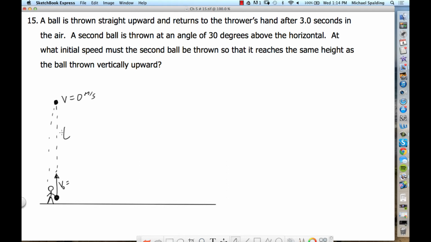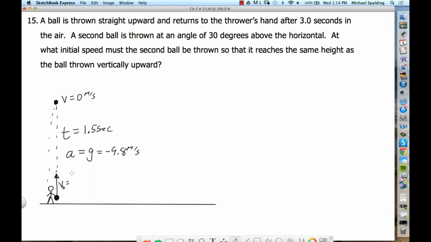What's the time to get to the maximum height? 1.5, right? It's 1.5 seconds because time up equals time down. And then, by the way, what's the acceleration as the ball is going up, up, up, up? What's the acceleration of the ball? It's gravity, which is negative 9.8. The acceleration points down, which is why the ball slows.